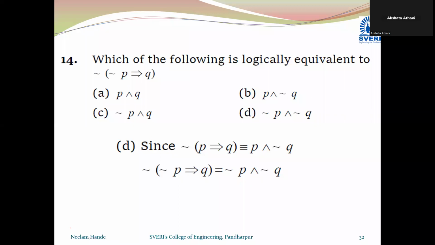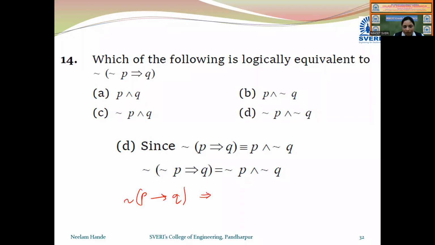Next question, read it. Which of the following is logically equivalent to negation of P implies Q? Okay, if P implies Q is there, if we take the negation, what is that? It is the same as P and negation Q. Right, P and negation Q is very good.